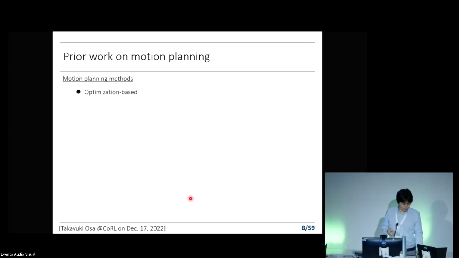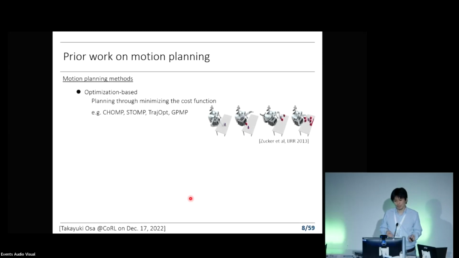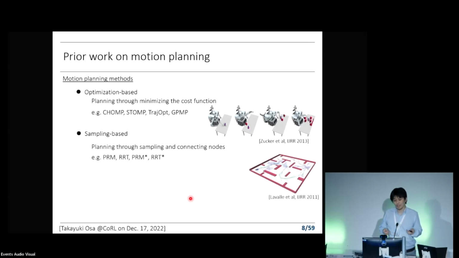First, we have an optimization-based method where a trajectory is planned by minimizing the cost function. Another popular method is a sampling-based method where a trajectory is planned by sampling various configurations and connecting collision-free nodes. These methods are actually very robust and work very well in complex environments.